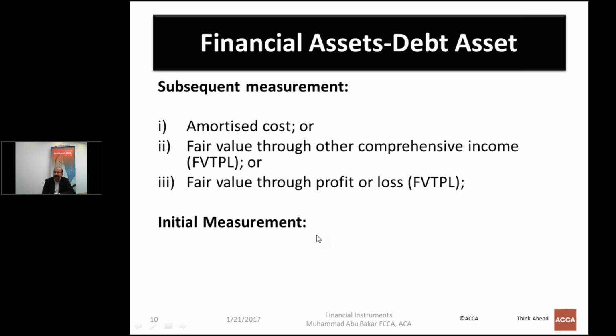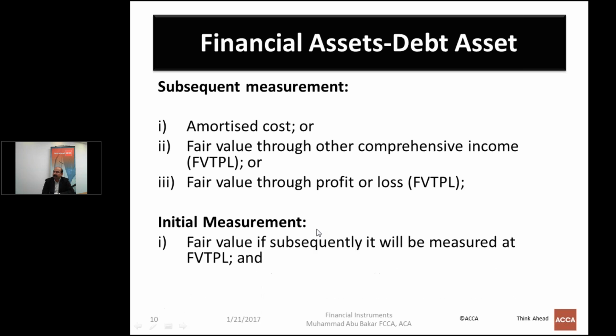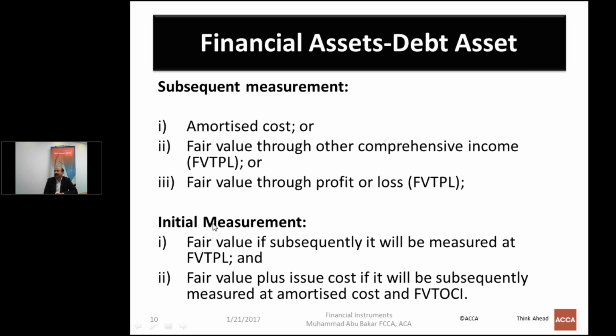Financial assets are initially measured at the transaction price, that is fair value, the consideration given. This is important, please remember. On initial measurement, it is fair value if subsequently it will be measured at fair value through profit and loss. It is fair value plus issue cost if it will be subsequently measured at amortized cost or fair value through other comprehensive income.